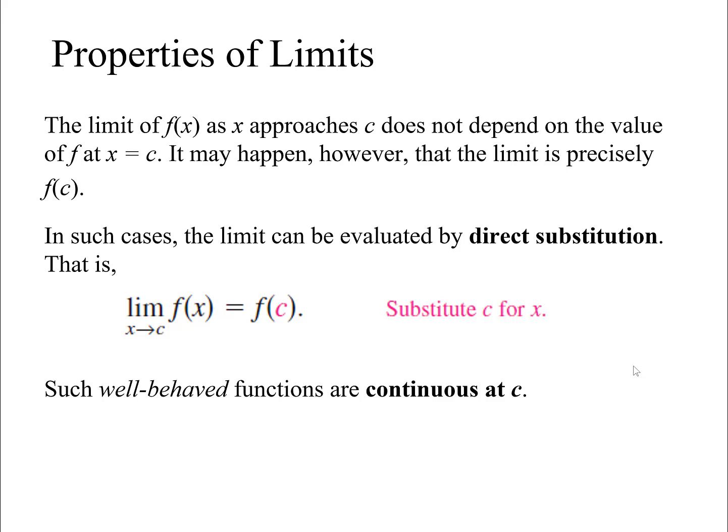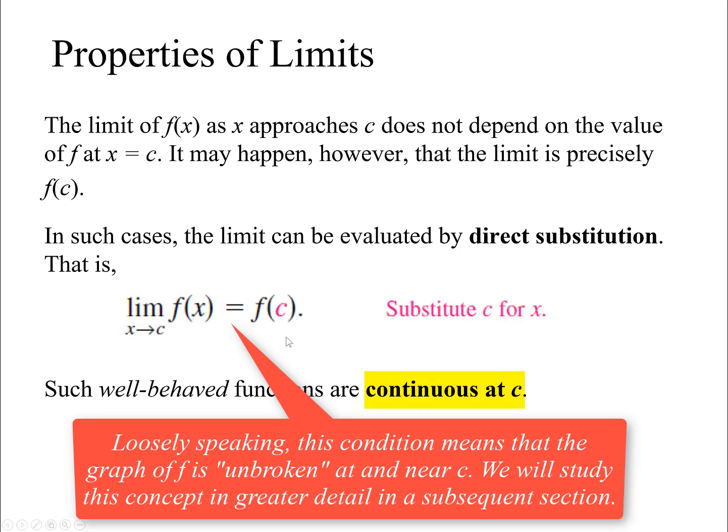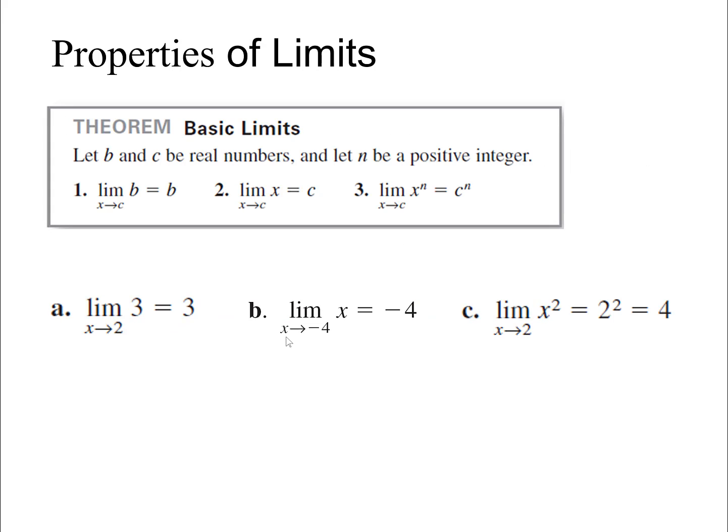In some cases, we will see that the limit as x approaches c of f of x is f of c. In other words, the limiting value matches the functional value, and in these cases we would say that f is continuous at c. And we'll discuss this in depth in a subsequent section. But we will see the initial theorems in fact have this property. So let's take a look at some of the first basic limits.